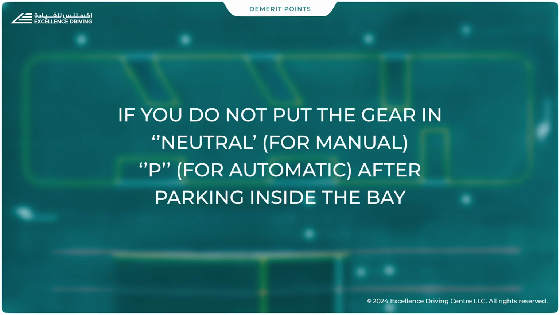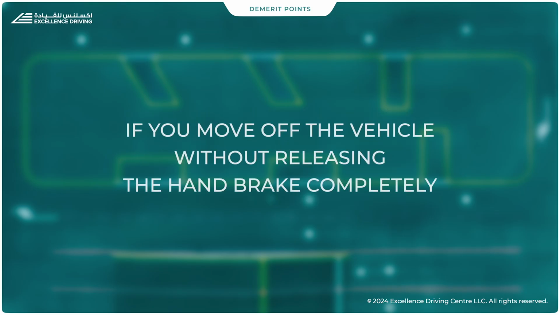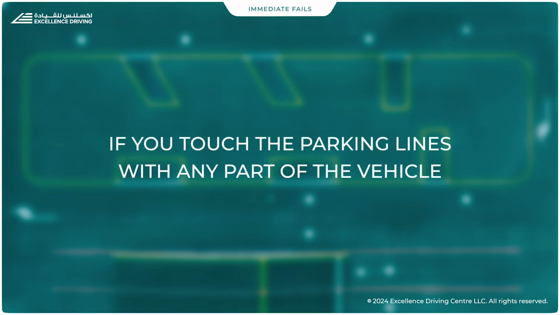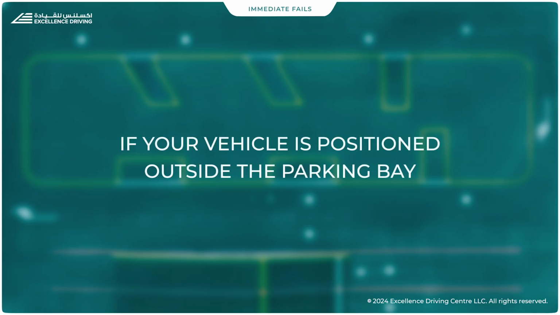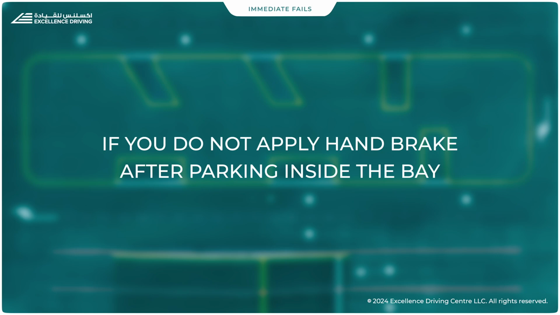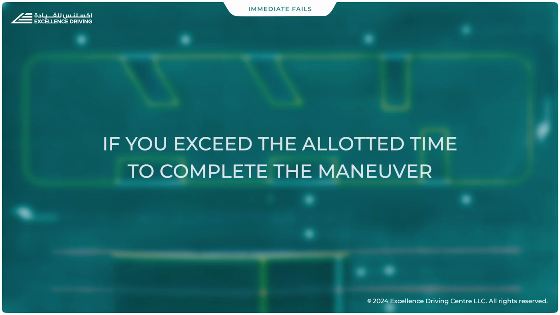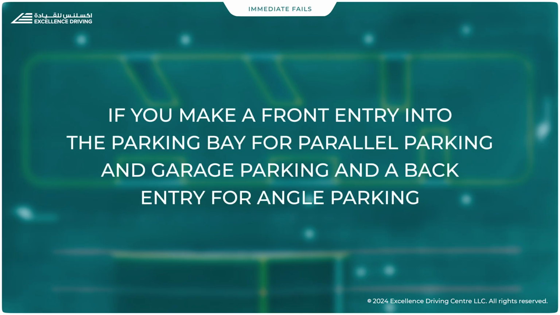if you do not put the gear in neutral for manual, P for automatic after parking inside the bay, if you move off the vehicle without releasing the handbrake completely, immediate fails, if you touch the parking lines with any part of the vehicle, if your vehicle is positioned outside the parking bay, if you do not apply the handbrake after parking inside the bay, in manual car if the engine stalls twice due to improper use of clutch, if you exceed the allotted time to complete the maneuver, if you make a front entry into the parking bay for parallel parking and garage parking, and a back entry for angle parking.